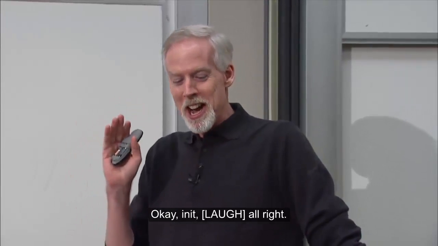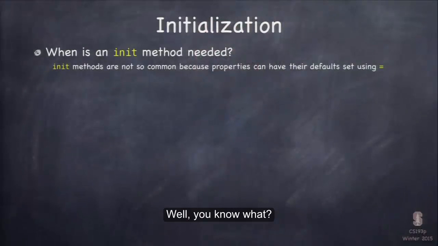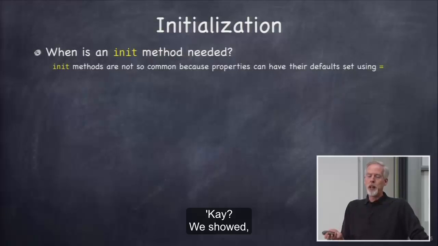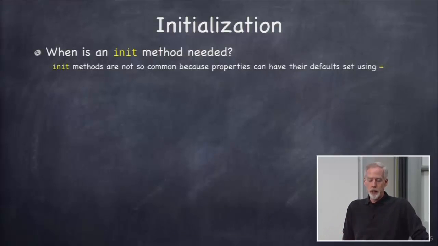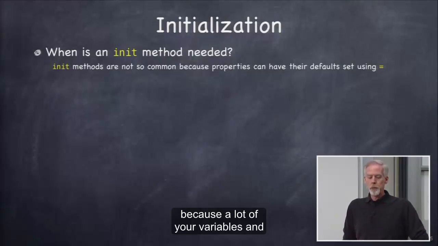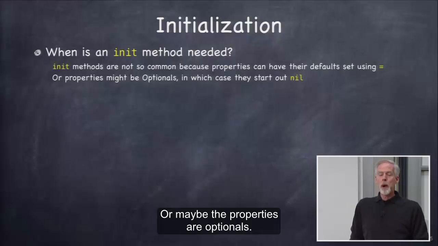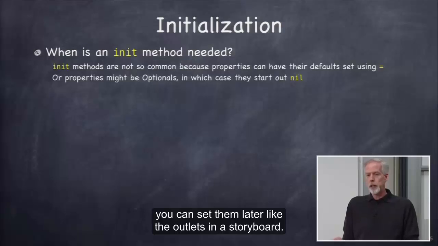Init. All right, so when do you need an init method? Well, you actually don't need an init method that often. We should have the init method in the calculator brain. It made sense there, we needed it there. But you don't need that often because a lot of your variables and constants in your class or struct are set with equals. So you don't need them. Or maybe the properties are optionals, and so they can just start out nil and you set them later, like the outlets in a storyboard.